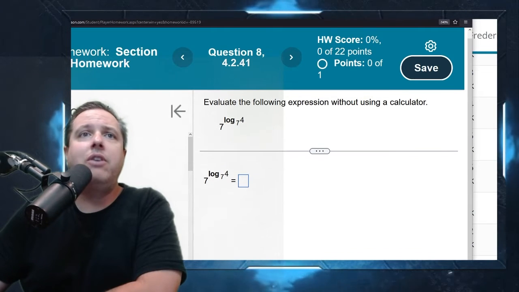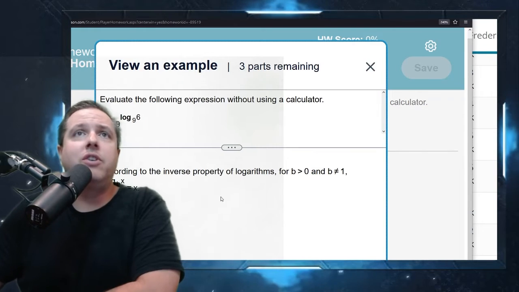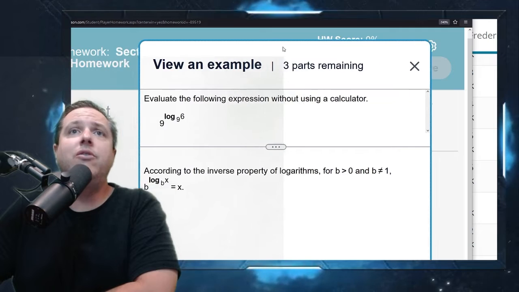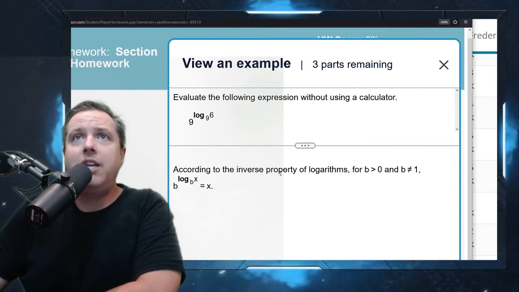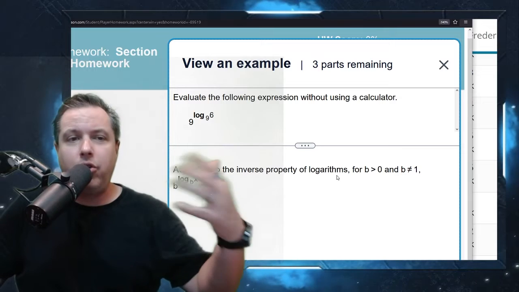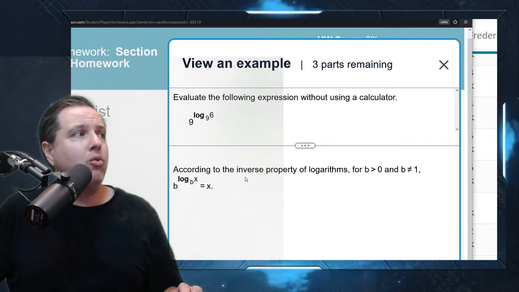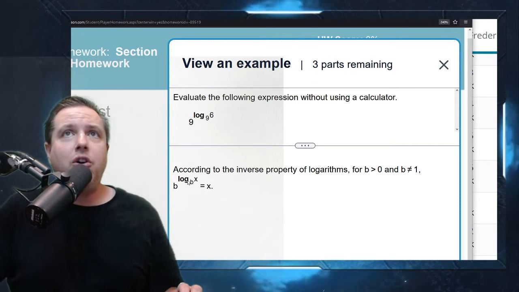And if I go down and I hit view an example, they'll just give us this formula right here. We can see the formula. So according to the inverse property of logarithms, so you can look that up in the book if you want to look into it further. The inverse property of logarithms says that for b greater than 0 and b not equal to 1, if we have b to the log base b of x, this equals x.